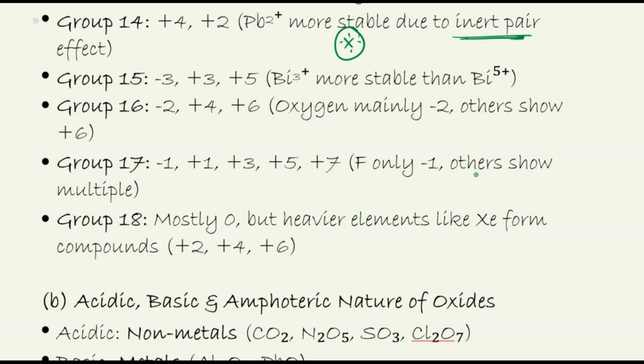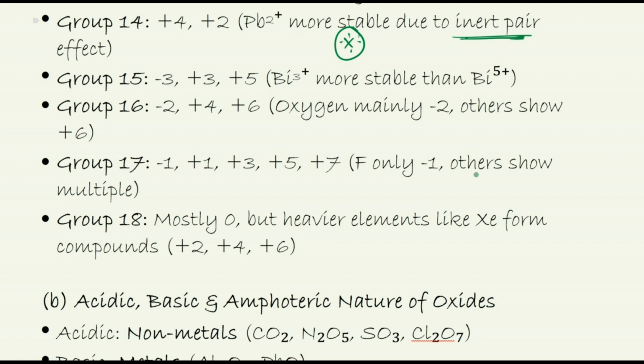What are the points I just mentioned here? All are marks. Okay, so I'm attaching the PDF over here. Just download it, go through it once again, and do well in your examination. Group 16: -2, +4 and +6. Oxygen mainly exhibits the -2 oxidation state. Others show +6 as well.